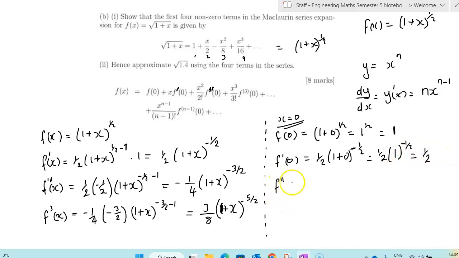Then we do the second derivative, putting in 0 again instead of x. So we have minus a quarter on 1 plus 0 to the power of minus 3 over 2, which will be minus a quarter on 1 to the minus 3 over 2, which is just 1 again, so the answer is minus a quarter.